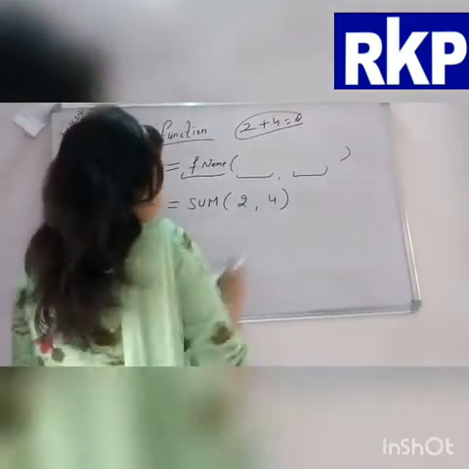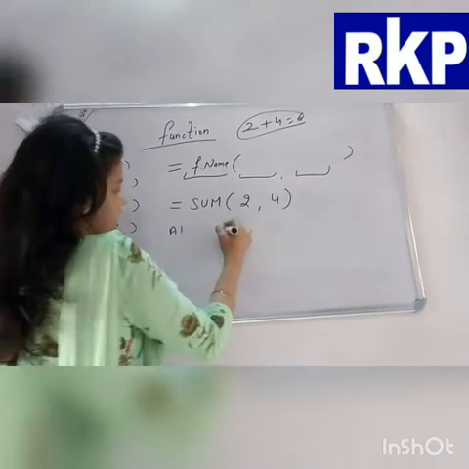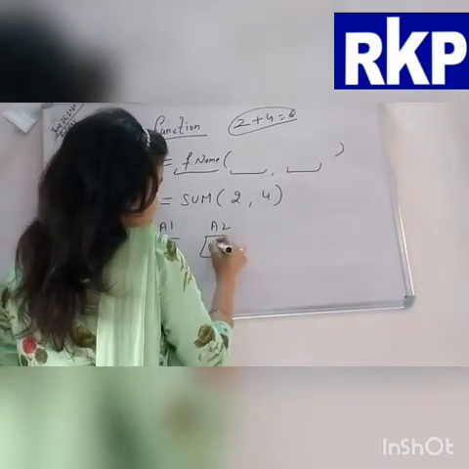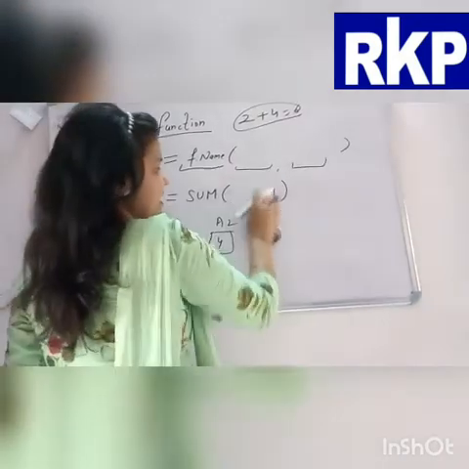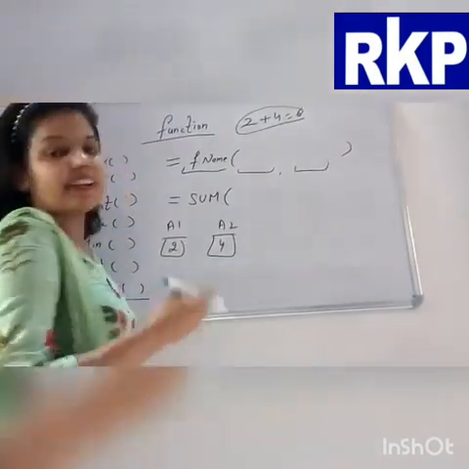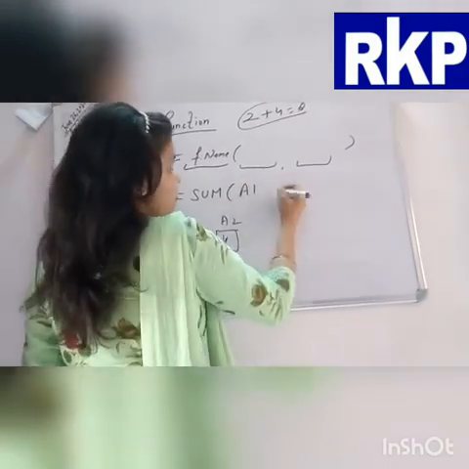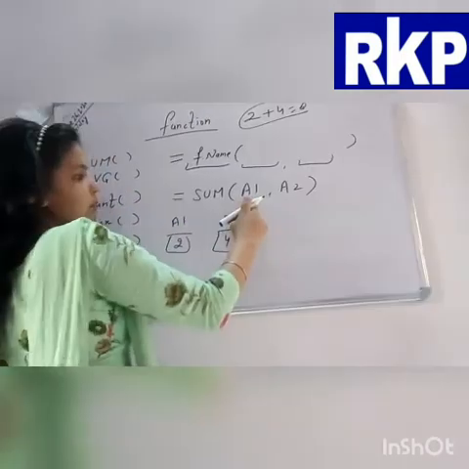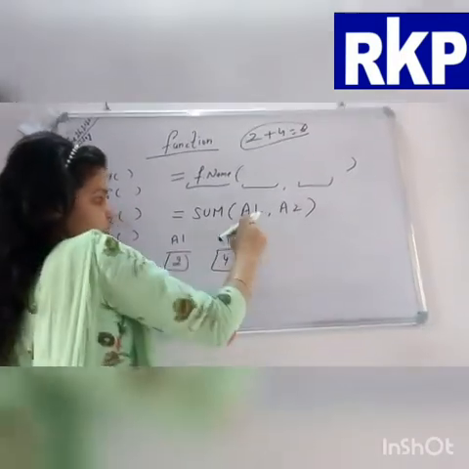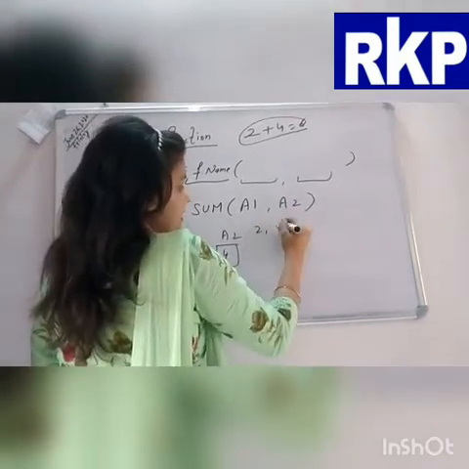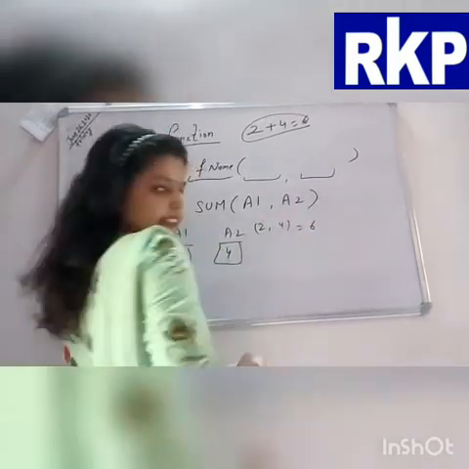Here, if cell A1 is here, A2 is here, and in A1 2 is present, and in A2 4 is present, you can write the cell address also. It is called cell referencing, using the cell address in place of the cell value. So write A1, then comma, A2. The value present in A1 is 2 and in A2 it's 4, so it will return the result 2 plus 4, 6.